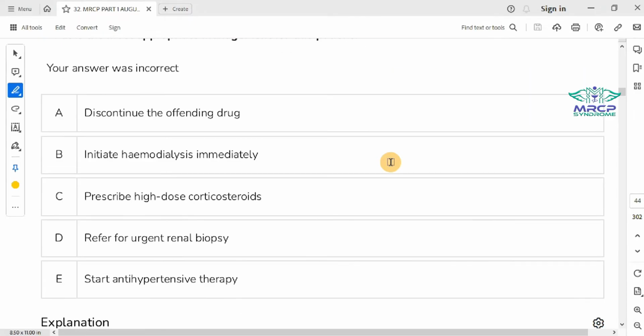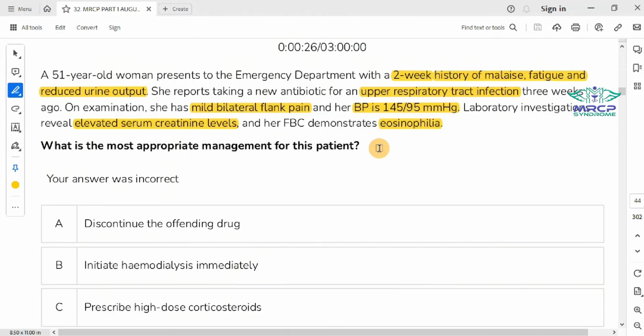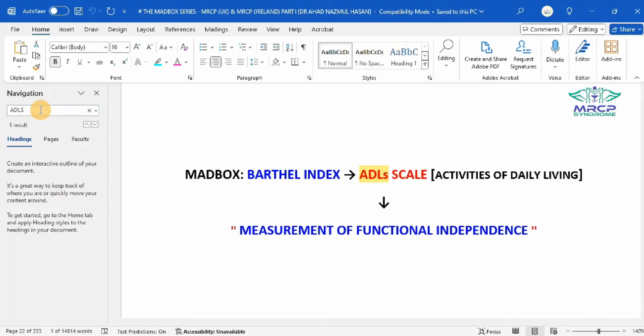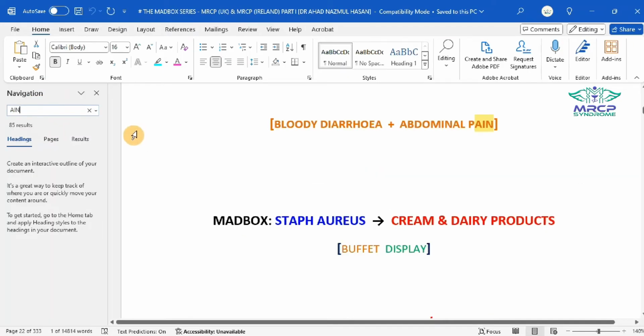Discontinue the offending drug, initiate hemodialysis immediately, prescribe high-dose corticosteroids, refer for urgent renal biopsy, start antihypertensive therapy. So most likely diagnosis: interstitial nephritis. So this is the acute interstitial nephritis. So what are the drugs that commonly lead to acute interstitial nephritis? NSAIDs, PPIs, penicillin, cephalosporin, and acyclovir.